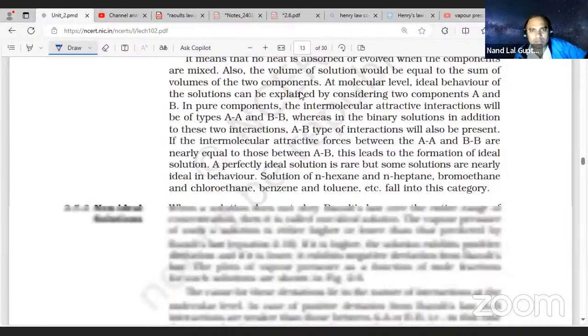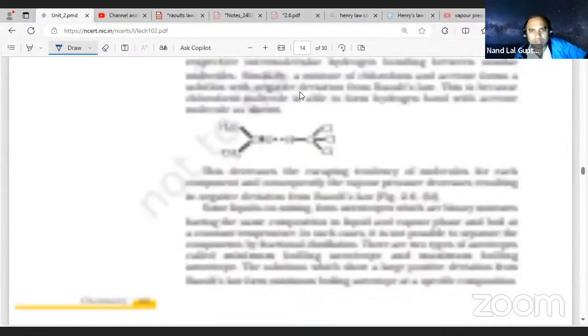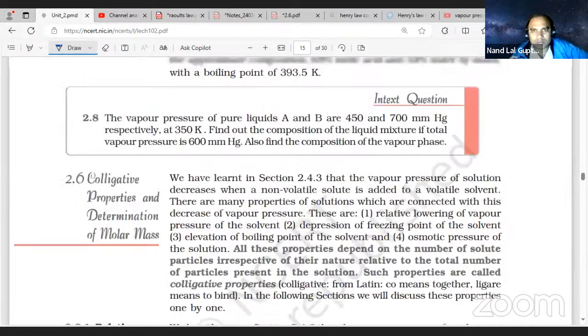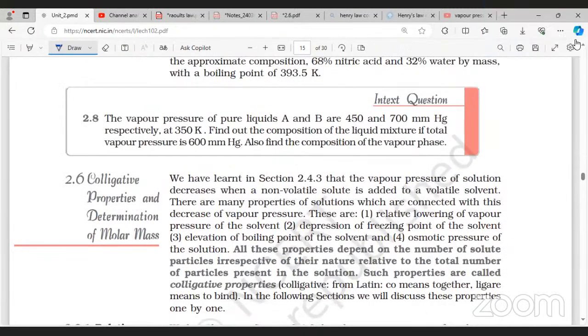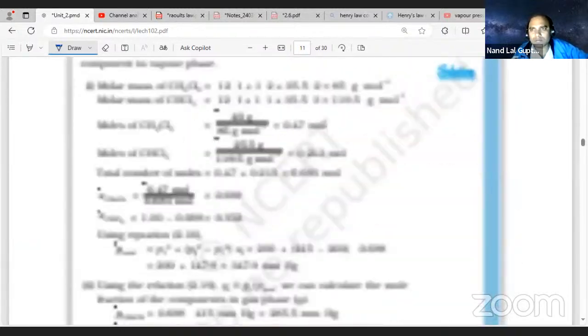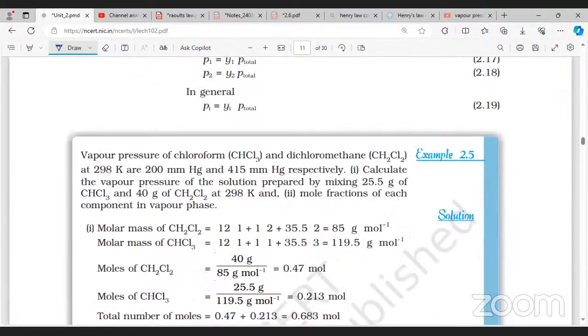Ideal solution. Here you see, let me take the problem. Here the question is there, this question 2.8. Or you can solve one more question. Here is an already solved question, this one. Here the question is there.